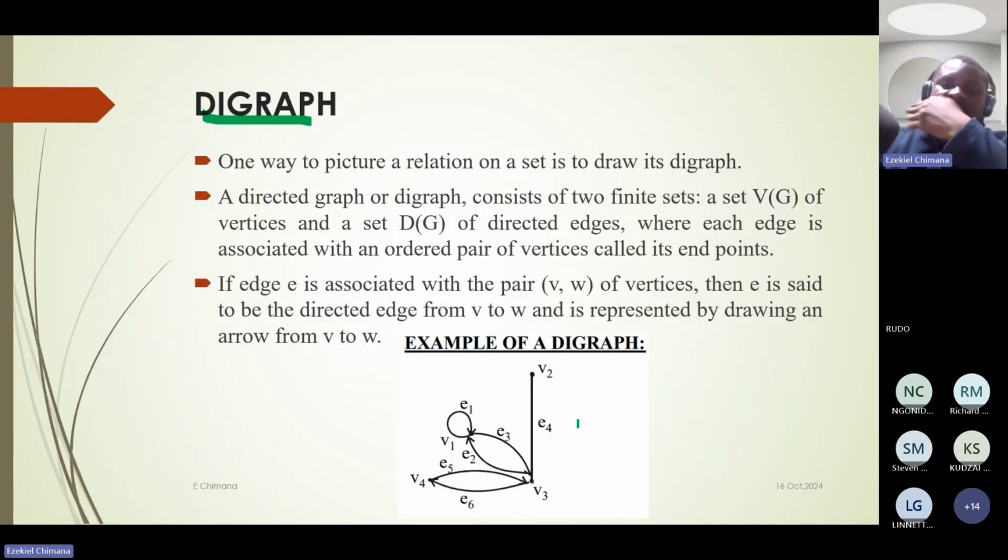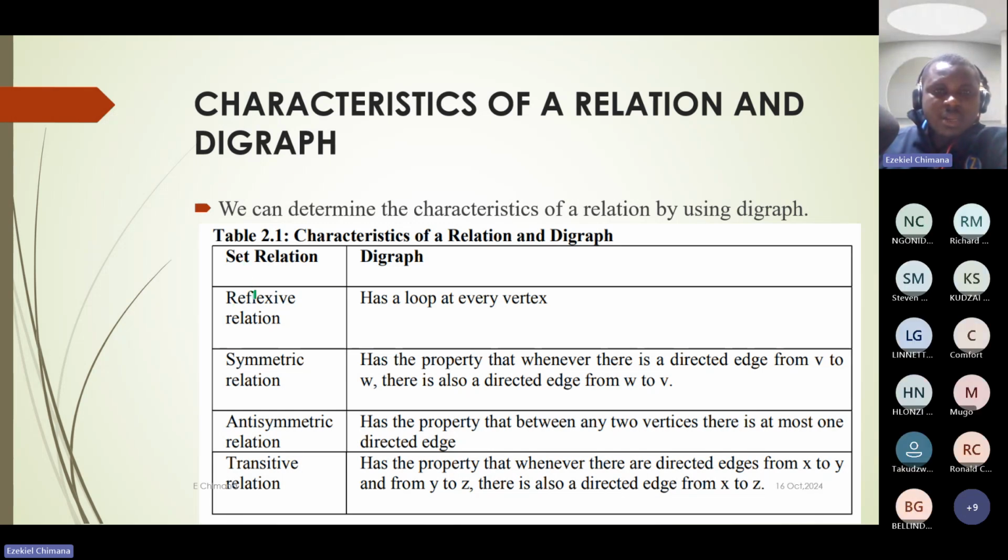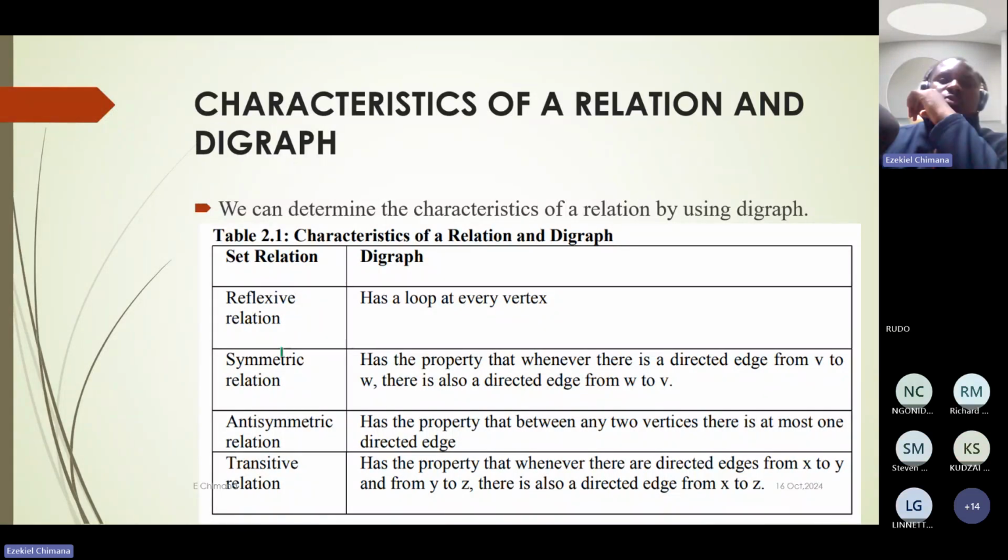So that's how you draw this diagram. Let's look at the characteristics of a relation and its diagram. This is the concept you need to use when answering the question in your assignment, which asked you to draw a diagram and from it deduce if it is reflexive, transitive, symmetric or antisymmetric. On a diagram, if it is reflexive, you have a loop at every vertex.